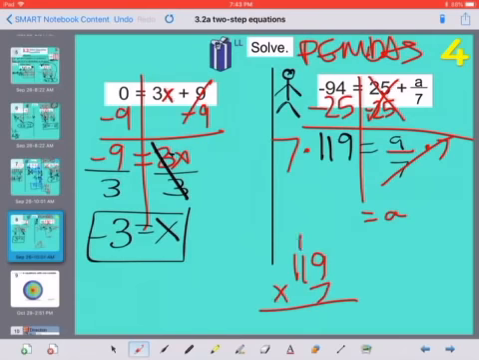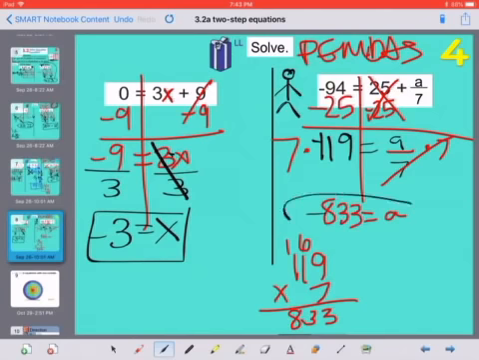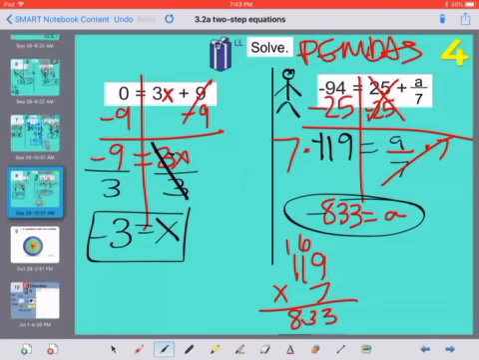7 times 9 is 63. 7 times 1 is 7. Plus 6 more is 13. And 7 times 1, again, is 7. Plus 1 is 8. So you should get 833. But I made a mistake. These were all negatives. That should be a negative 119. So we do have a negative 833. If you got that right, great job.